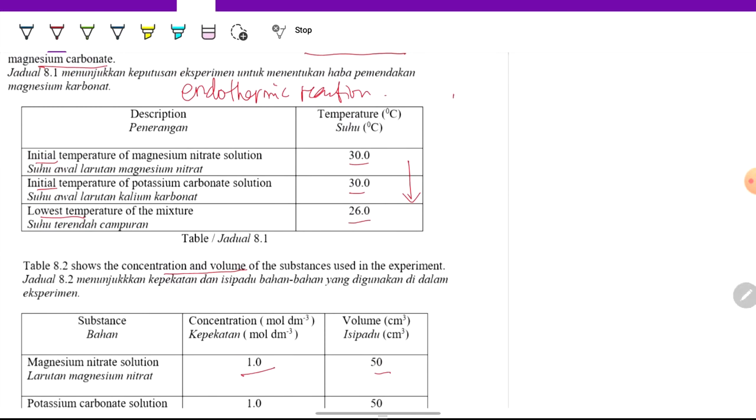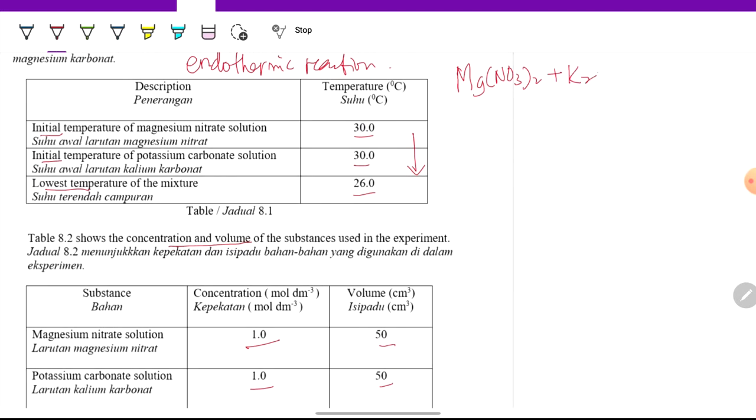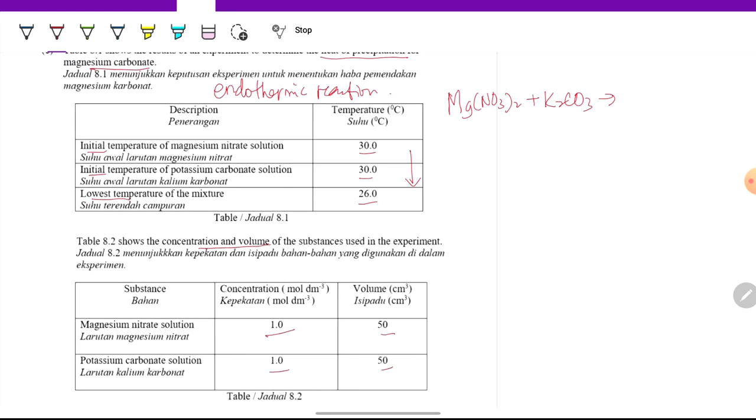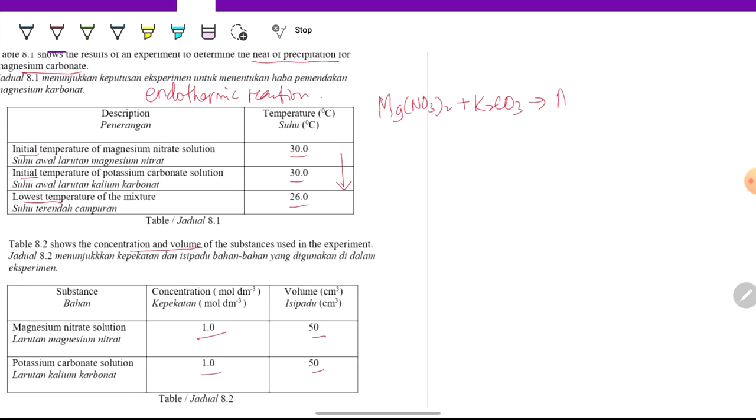Okay, so let's say point number one, we write the chemical equation first. Magnesium nitrate reacts with potassium carbonate, so it will produce magnesium carbonate and potassium nitrate. We need to balance the equation. This is the chemical equation. If we want to write the ionic equation, it will be magnesium ions and carbonate ions, so it forms magnesium carbonate because this is the precipitate formed. This is the ionic equation, and this is the chemical equation.